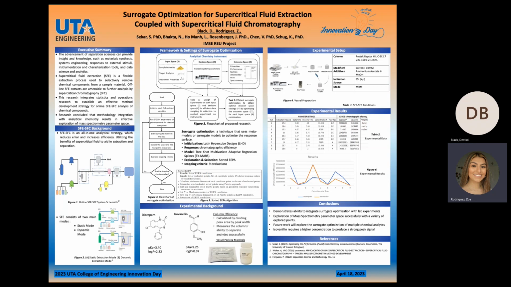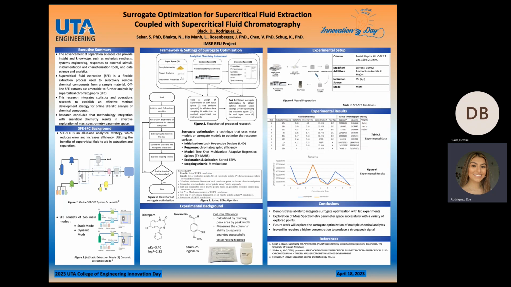The responsive variable from the SFE SFC experimentation is chromatographic efficiency, which will be later explained by Destiny. The model being used in our surrogate optimization is tree-knot multivariate adaptive regression splines, or TK-MARS for short. MARS is useful in its feature selection ability and its robustness towards uncertainty. Tree-knot MARS is able to identify peaks and valleys where potential optimum solutions lie and improves the flexibility of MARS, as well as adds promising candidate points to our dataset.